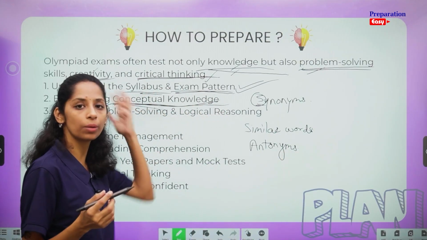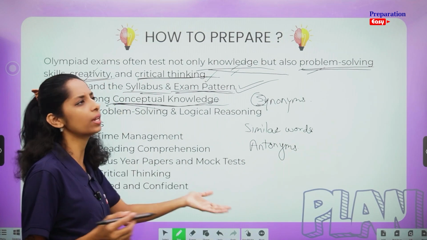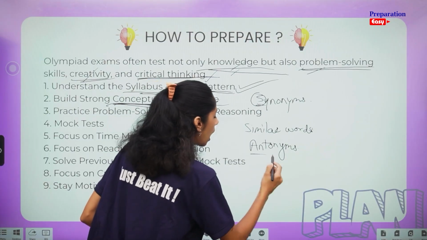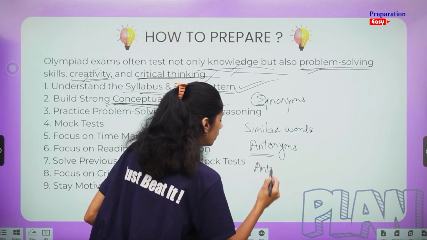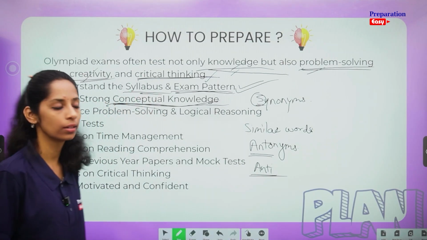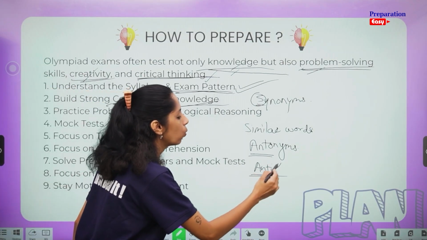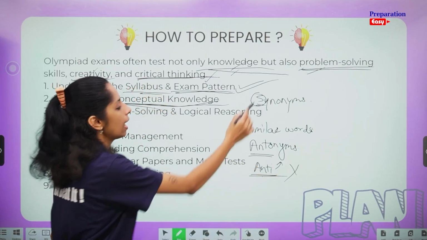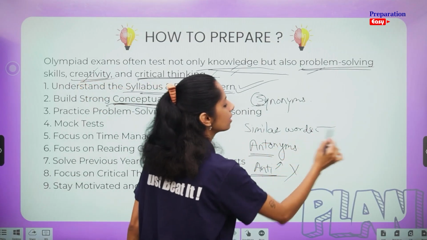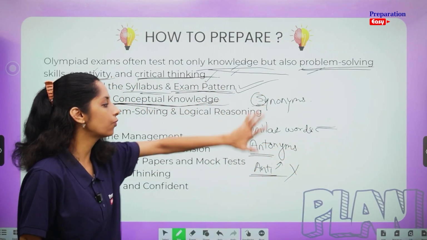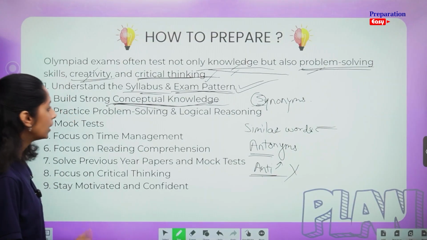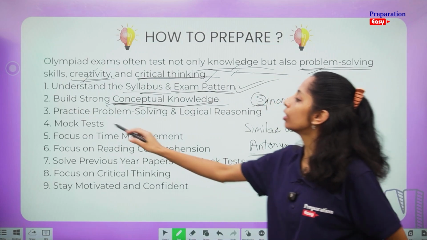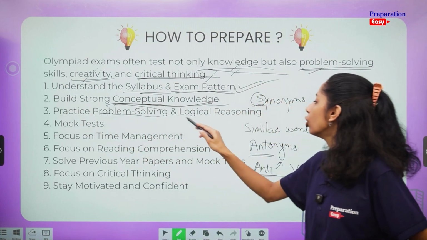Antonyms: how are you going to remember the meaning of antonyms? Do you need to learn this meaning by heart? No, you just need to remember it the way you remember antibiotics, antidote. Antonyms came from the word anti, so you can remember it like this: antonyms are opposite words, and S for synonyms, which are similar words. Similarly, we are going to remember the conceptual knowledge of each topic.